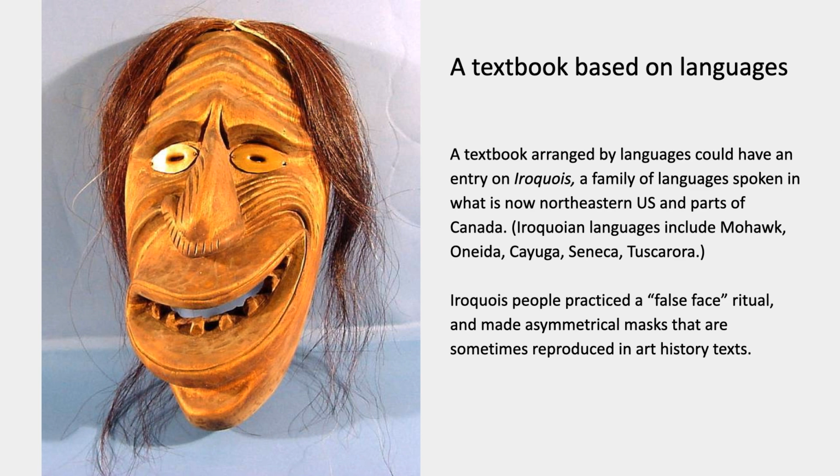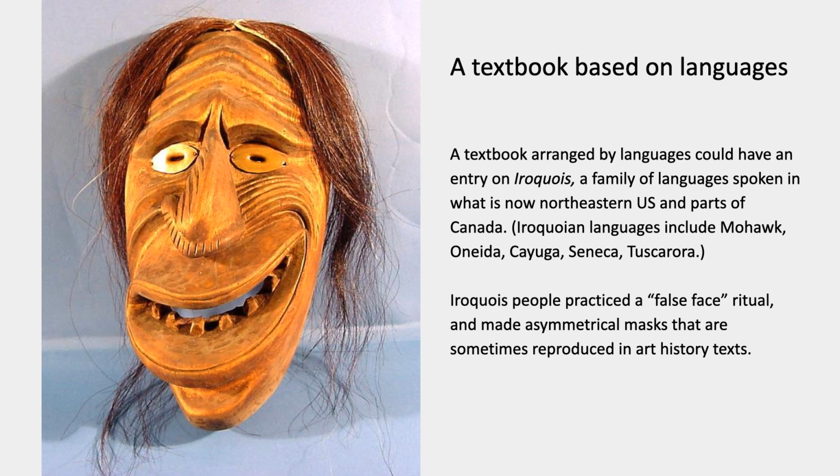So a textbook arranged by languages could have an entry on Iroquois, which is a family of languages that's spoken in what's now the northeastern U.S., mostly New York State and parts of Canada. Some of the Iroquois languages are listed there, all associated with Native American tribes. Iroquois people in particular practiced a ritual called the false face ritual. They made asymmetrical masks that are sometimes reproduced in art history texts, because it's very uncommon in tribal art to have asymmetrical faces. There are only a few cultures around the world that made masks and other representations that are asymmetrical.